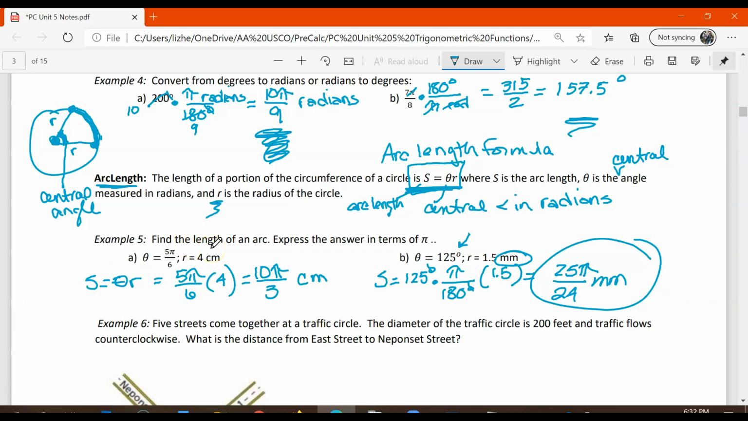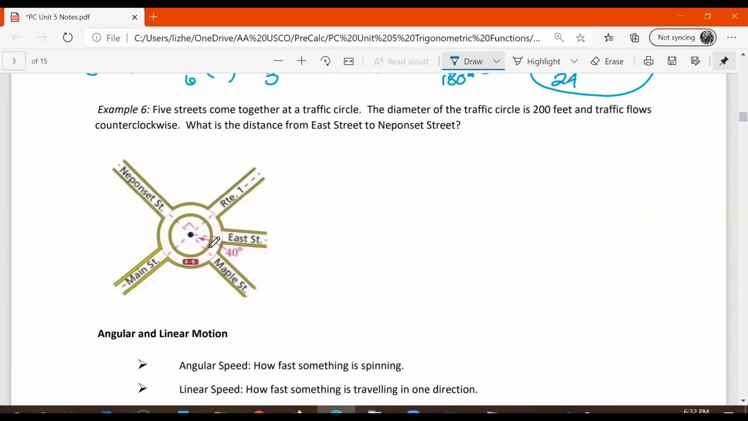Example 6. 5 streets come together at a traffic circle. The diameter of the traffic circle is 200 feet. So D equals 200 feet. So the radius is 100 feet, by the way. Traffic flows counterclockwise. What is the distance from E Street to Neponset Street? So E Street is right here. Neponset Street is right there. And so we are trying to find this distance. If I'm driving in my car, what is the distance of that arc?